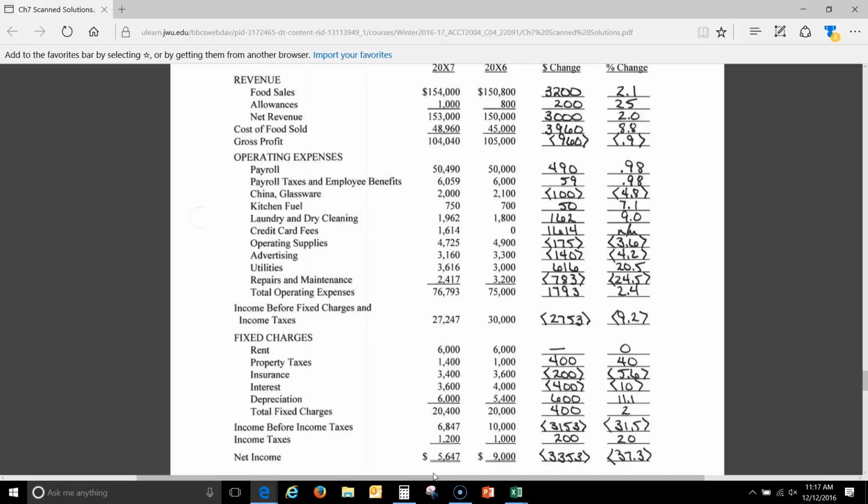But the reason why this cost of food sold increase is not a good thing is because it's disproportionate to the amount of increase in revenues. So we only had a 2.1% increase in total food sales. We should have had somewhere around a 2.1% increase in cost of food sold. However, there is one thing that might make that cost of food sold number okay.